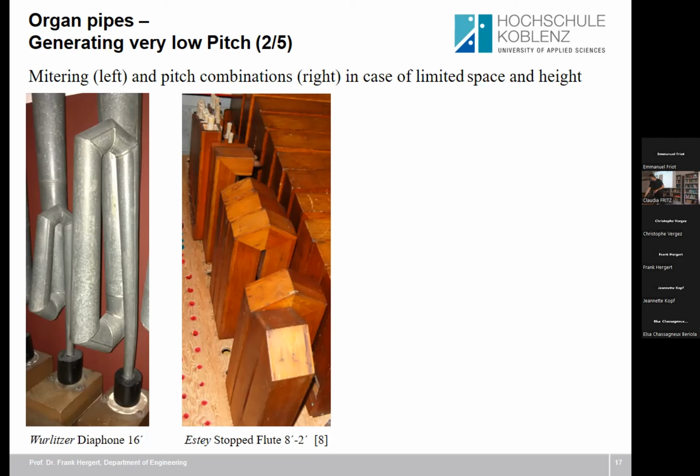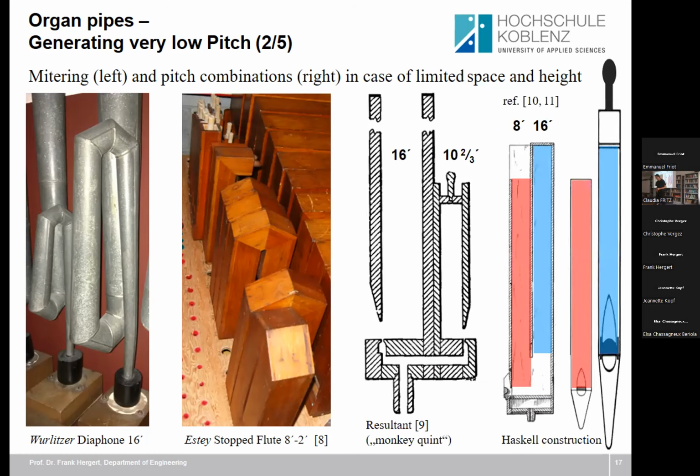This is an example of Wurlitzer. And the picture next to it, these are very nice wooden pipes. The ones in the very back, they are not mitered. Then there are some with 90-degree angle. And in the front, they have 3 times 60 degrees, gives 180 degrees. So they go down. It's very nicely made. What else can we do?